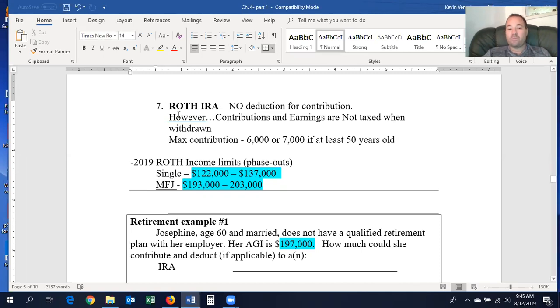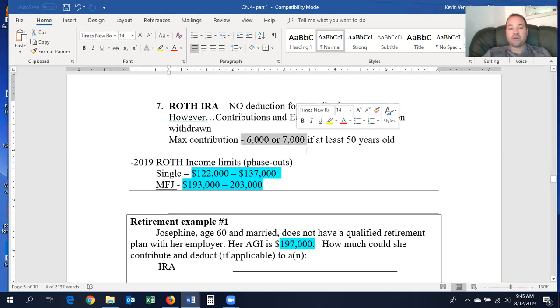So if you can afford to pay some of the tax now, a Roth IRA may be in your best interest because you pay the tax now, yes, but then when you take it back out, you don't pay tax on the earnings. You get it dollar for dollar.